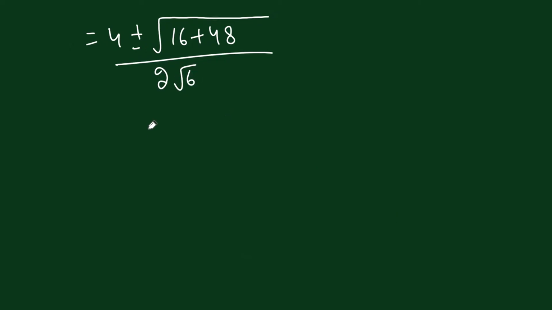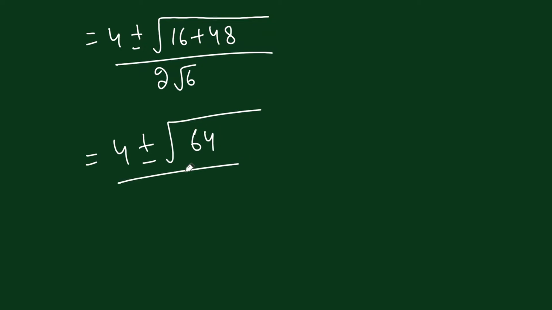Since 2 is out, 6 is inside, we can't multiply in and out. Plus or minus under root, and if you see what's 16 plus 48, it's 64, whole divided by 2 root 6. So 4 plus or minus, what is root 64? 8, right? 8 is the root of 64, divided by 2 root 6.